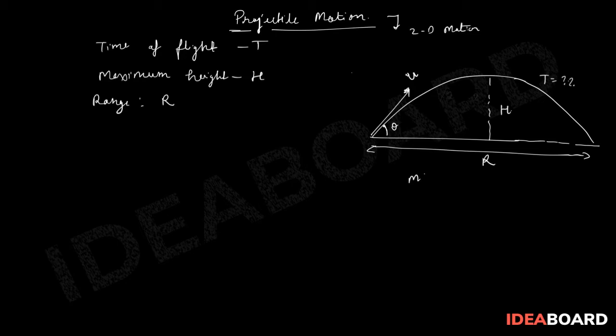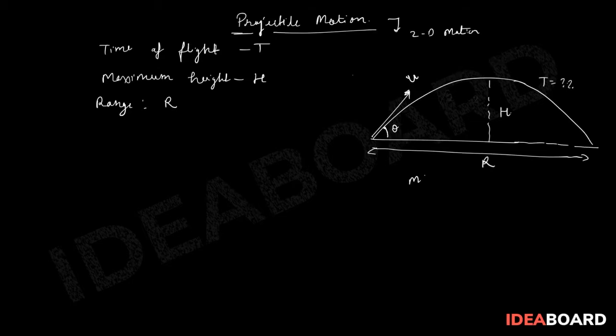So how to do it? First of all, we have to consider two axes. Let's say I am considering these two axes, y axis and x axis. That means this velocity will have components ux and uy. Now we know the component method. So if this is u and this angle is theta, then ux will be u cos theta, and uy will be u sin theta, right?